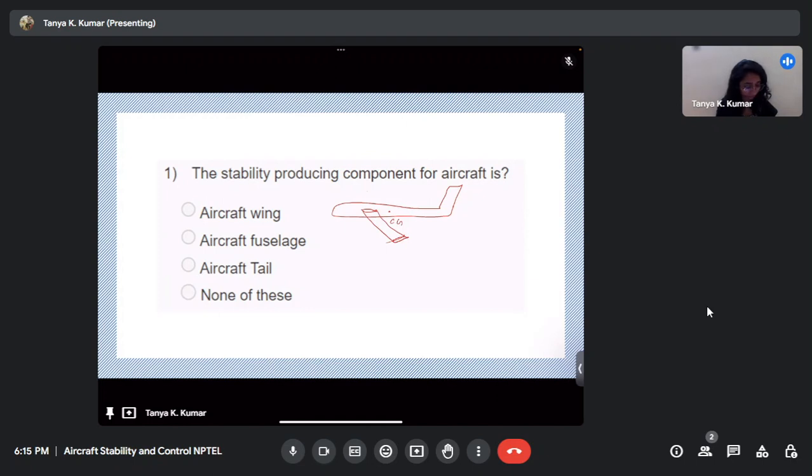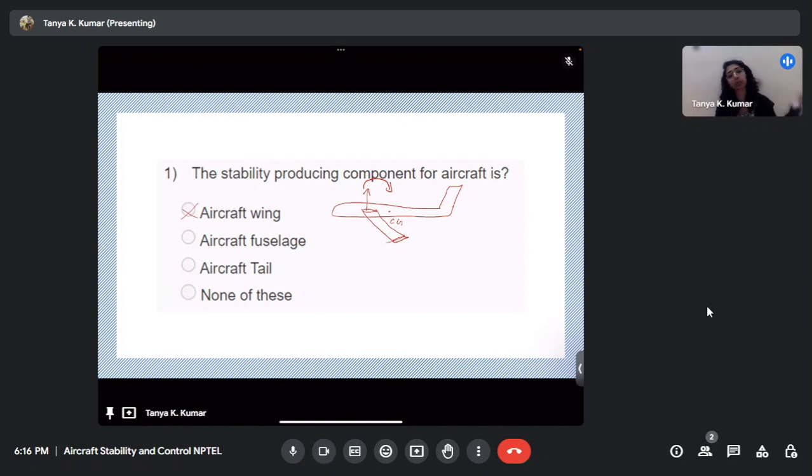So the wing produces lift, and if the aircraft is subjected to a gust, it pitches up. A vertical gust, it pitches up, right? And the wing produces a lift in the upward direction, and this contributes towards a pitch up motion about the CG, right? So it contributes towards destabilizing the gust effects. So it is not the stabilizing component, it's not wing, it's not fuselage either.